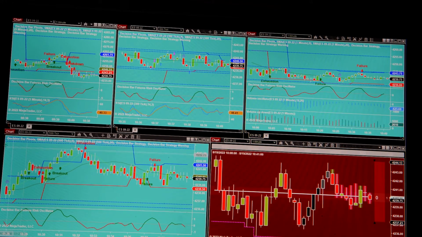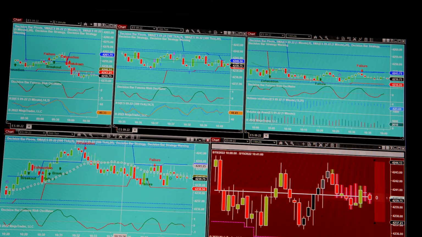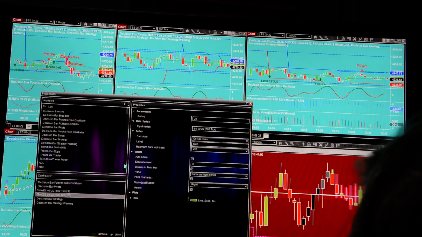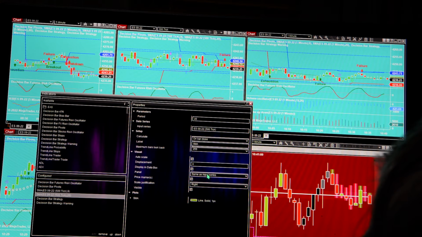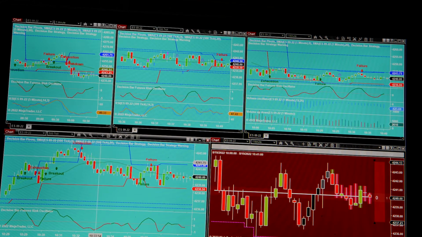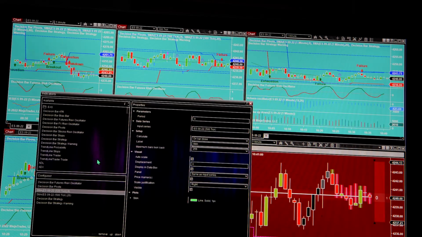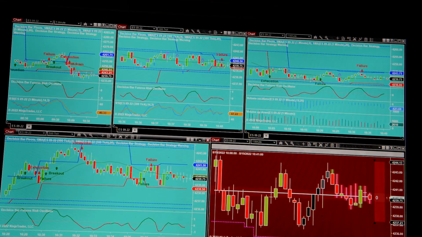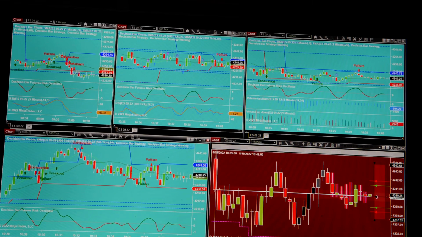While we're waiting, let's have a look and remind myself what my moving averages are. 20. Okay. I didn't know that. Isn't that funny? I just know I like it. And then this is either 9 or 10. This is 9. So it's a 20 and a 9 I use. I didn't know that. Well, you learn something every day.